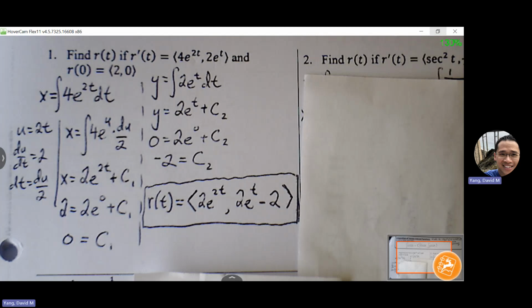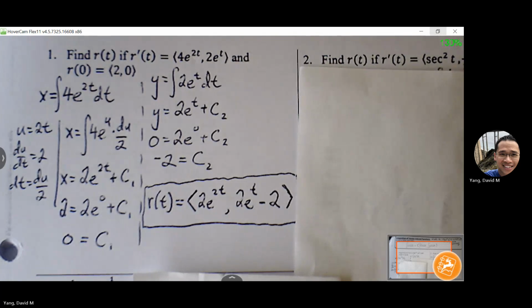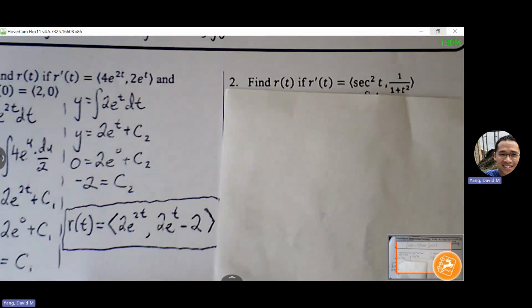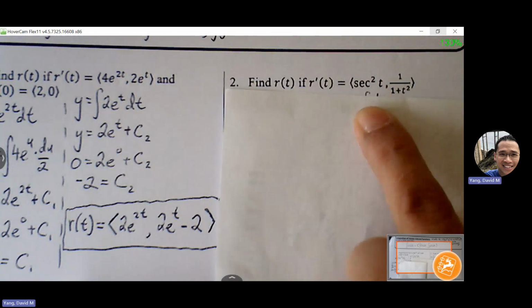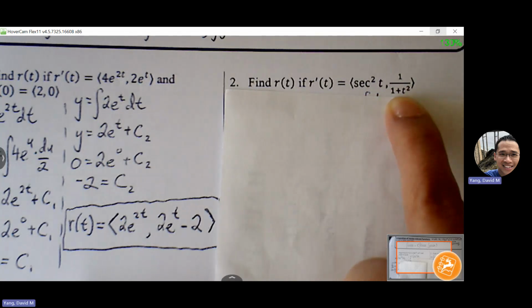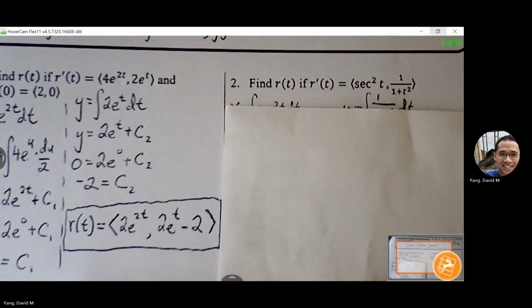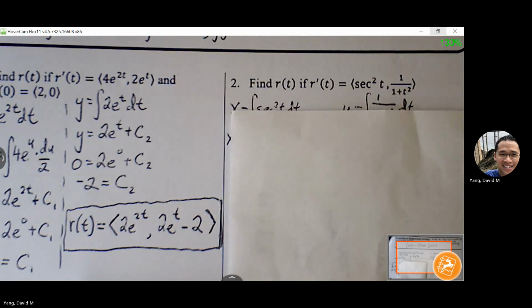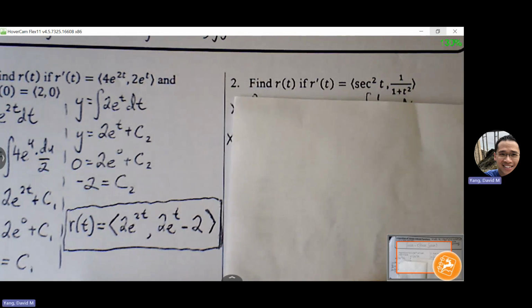Okay, try number 2. Let me just remind ourselves of our rules here. What's the integral rule of secant squared? Tangent. You guys recognize this one? What's the integral rule of arctangent? 1 over arctangent? Yeah. Okay, try that. So for number 2, they don't give you ordered pair conditions, so you have to leave your plus c sub 1 and plus c sub 2.